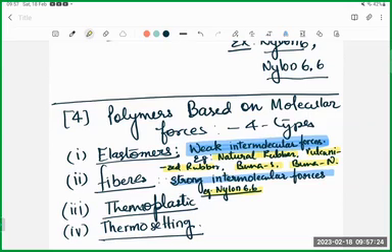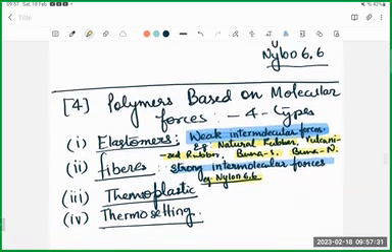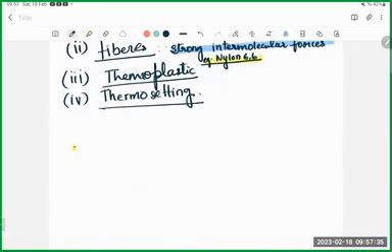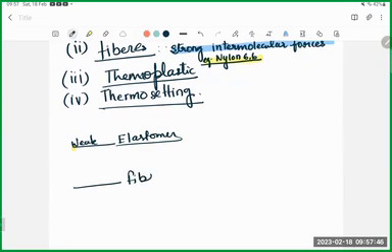In these polymers, the intermolecular forces are intermediate between those of elastomers and fibers. Where will it stand? If the intermolecular force of elastomers is weak, and fibers have a strong intermolecular force of attraction, then it will be in the middle, in the intermediate of the elastomers and the fibers. That means neither very weak nor very strong. So the thermoplastic intermolecular forces lie intermediate between those of elastomers and the fibers.